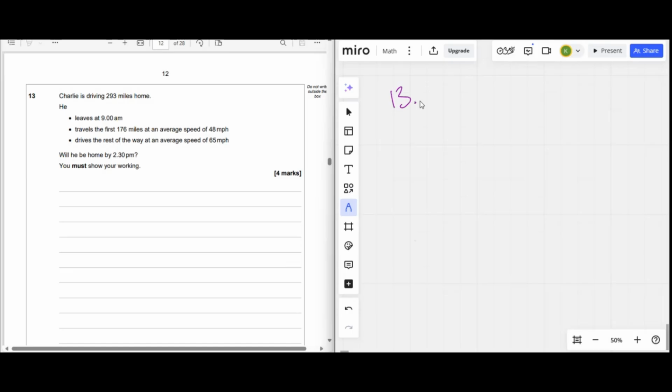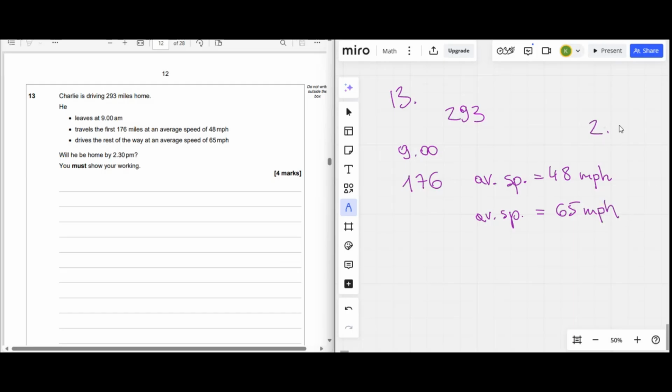Then we have Charlie. Charlie is driving 293 miles home. He leaves at 9 a.m., travels the first 176 miles at an average speed of 48 miles per hour, and drives the rest of the way at an average speed of 65 miles per hour. Will he be home by 2:30?